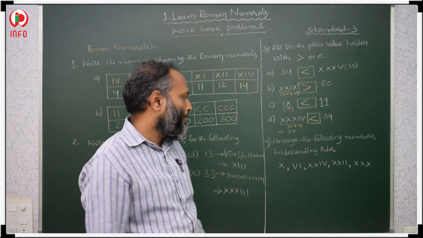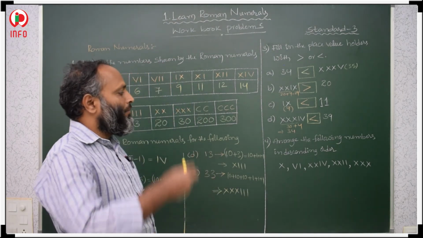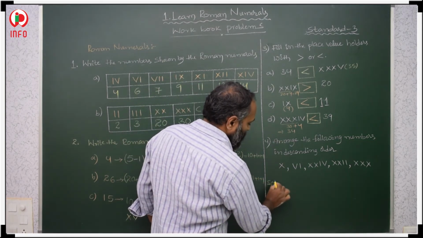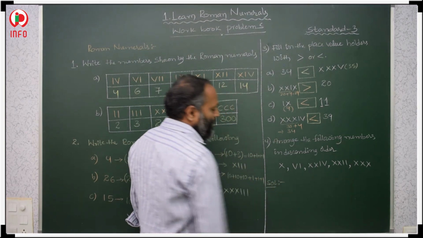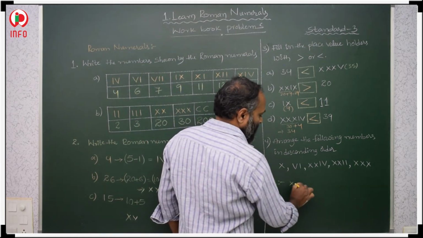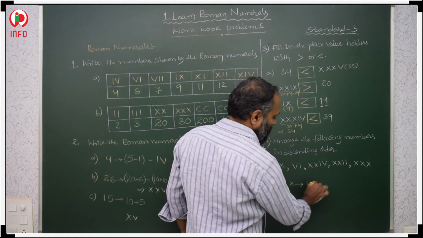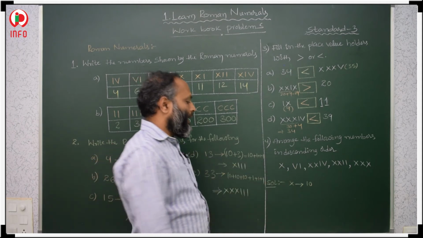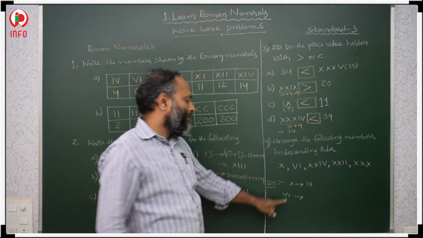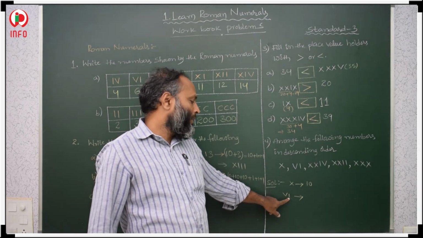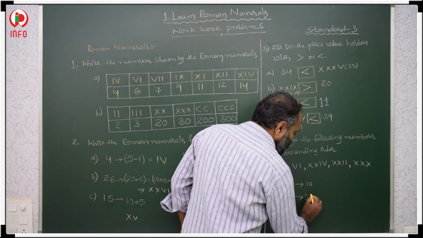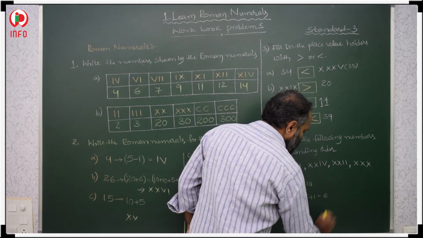Okay? Now, arrange the following numbers in ascending order. How to arrange these numbers into ascending order? First, X. X means 10. Then VI. V is 5, I is 1. The smaller Roman numeral is on the right side of a bigger Roman numeral, so we have to add 5 plus 1 is equal to 6.